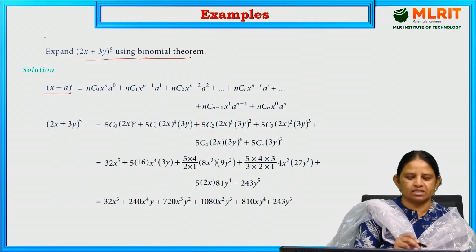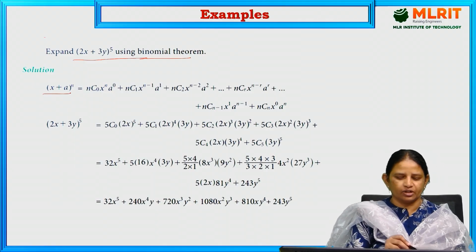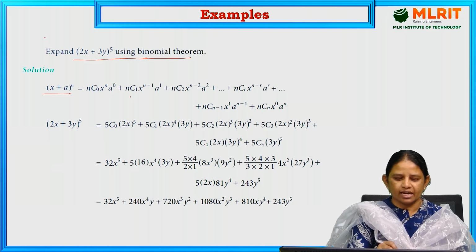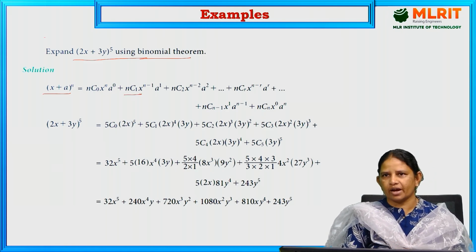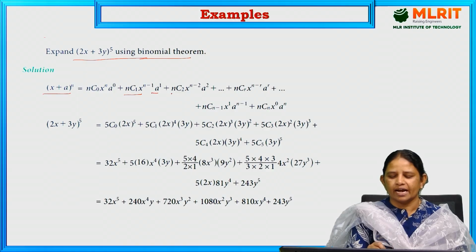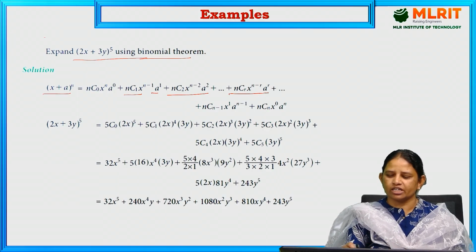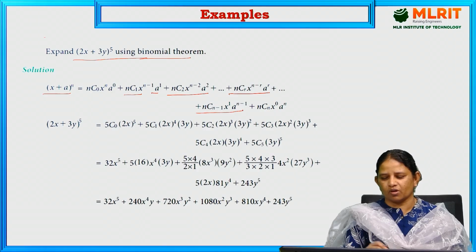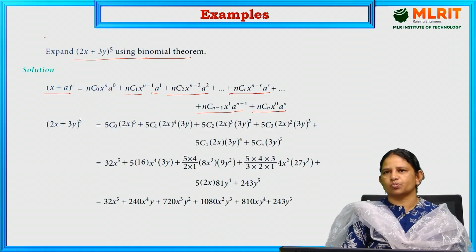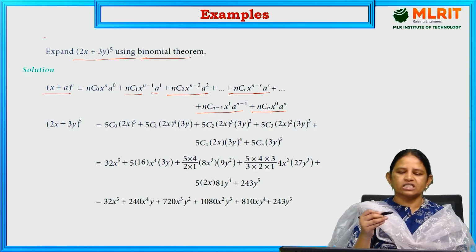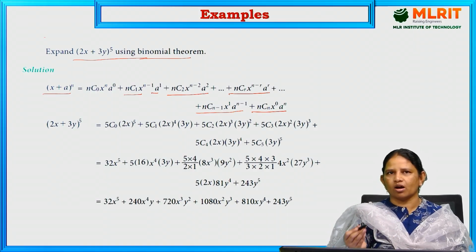x plus a whole to the power of n equal to nc naught x to the power of n a to the power of 0, then nc1 x to the power of n minus 1 into a to the power of 1, nc2 x to the power of n minus 2 into a power 2, ncr x to the power of n minus r into a to the power of r and so on, ncn minus 1 x to the power of 1 a to the power of n minus 1, ncn x to the power of 0 into a to the power of n. This is the formula.